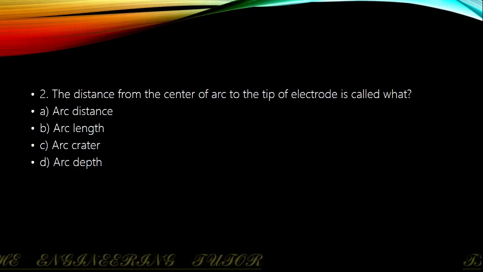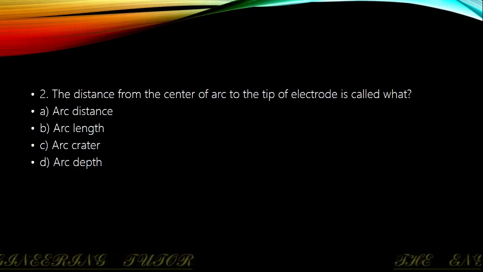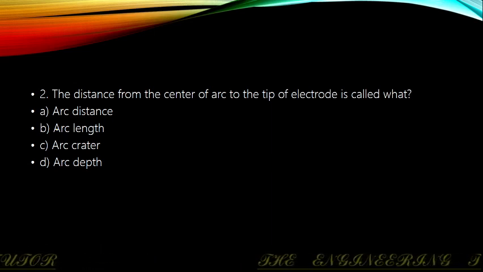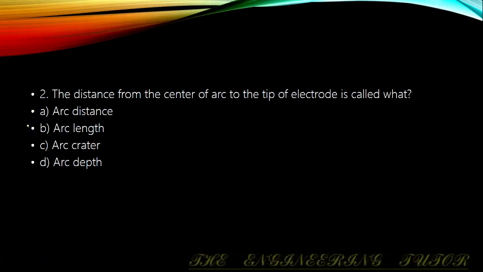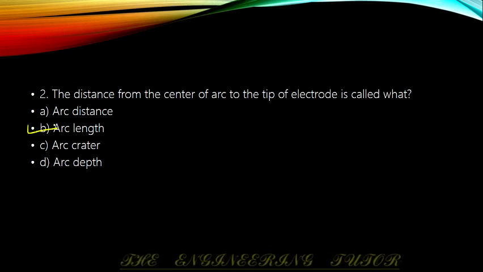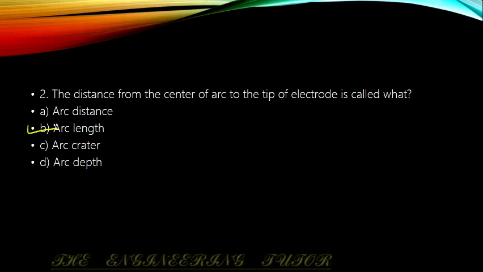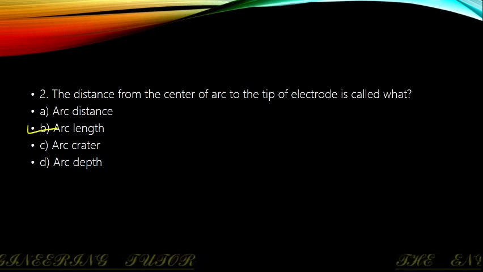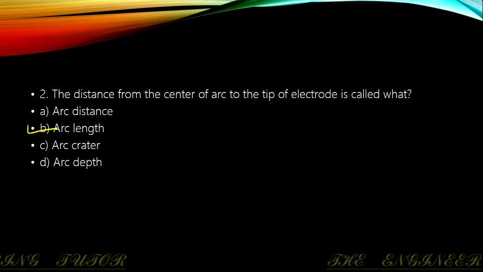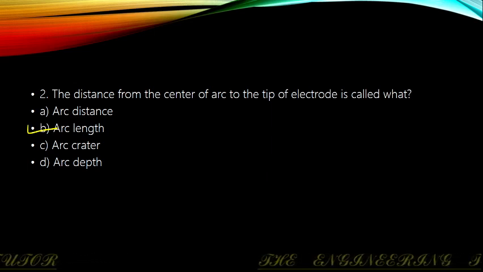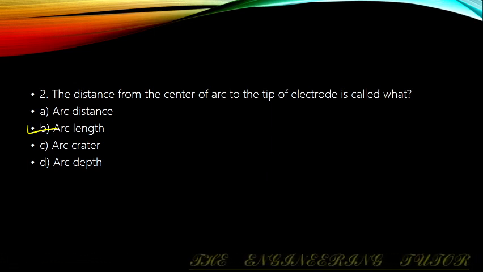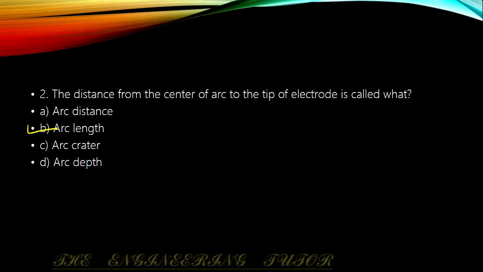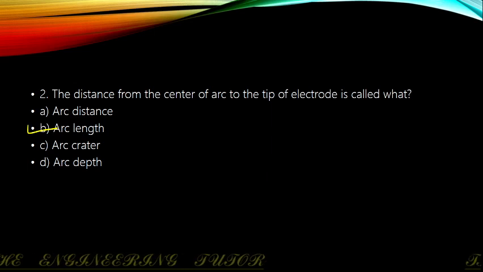Second question, the distance from the center of the arc to the tip of the electrode is called what? It's a very simple question, most of us know that. It is the arc length. It has a very important role in the welding operation. Distance from the center of the arc to the tip of the electrode right till the bottom of the scatter is defined to be the arc length. The arc length is considered to be one of the most essential variables in the welding process.